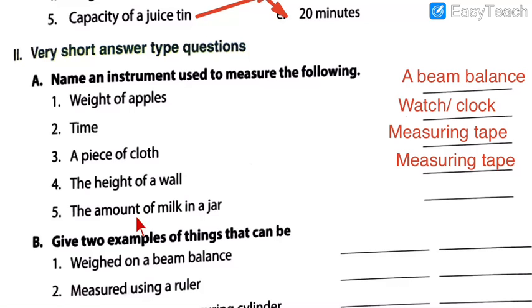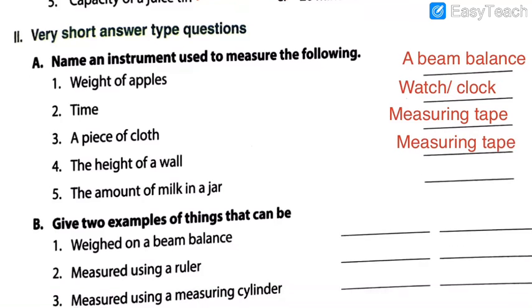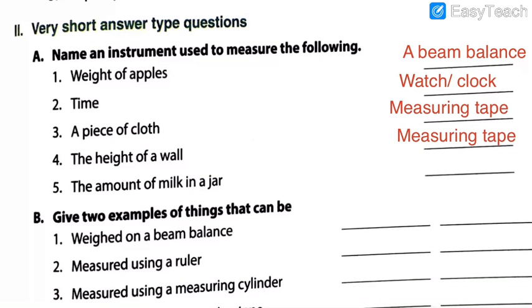Now number 5, the amount of milk in a jar. Okay, this is what I have explained to you even in the match the following. So please try to think about the correct answer. The amount of milk is liquid. So what will you use to measure the liquid? Don't you remember? Let me give you 5 counts. Till then you will have to think about the correct answer.